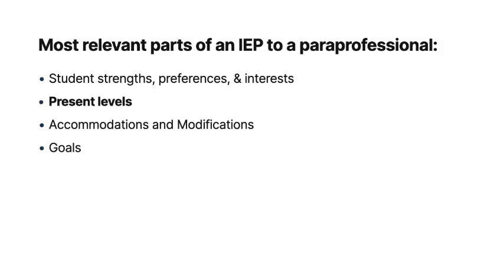Second, present levels are exactly as they sound. It's a set of data points and evaluations that describe where a student is currently functioning academically, behaviorally, and socially. Think reading, writing, and math levels. Your supervising teacher can assist with interpreting data and help make it relevant to the work you'll be doing with the students. Accommodations and modifications can be a little trickier.